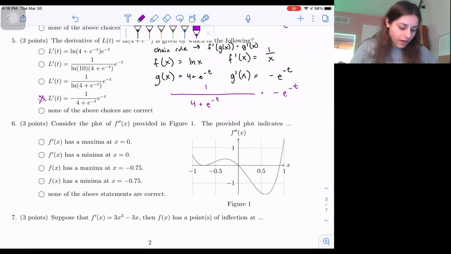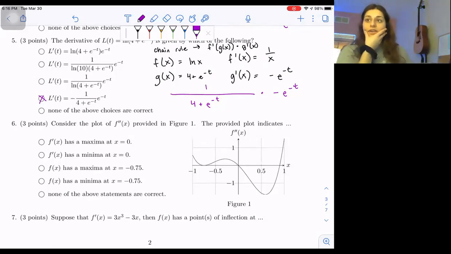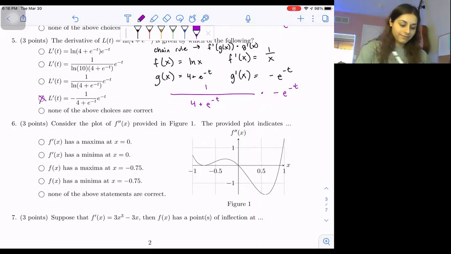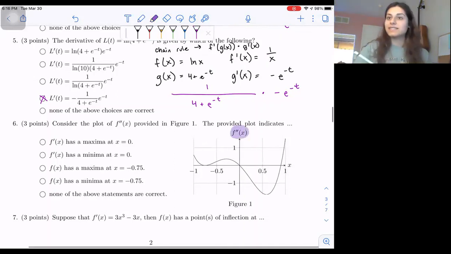All right, consider the plot of the second derivative provided in figure 1. The provided plot indicates that. Okay, so first thing I do when looking at graphs, make sure you recognize what it is a graph of. Is it f of x, f prime x, f double prime x? You need to know, otherwise it'll mess you up completely, even if your theory is all correct. Okay, so this is second derivative.